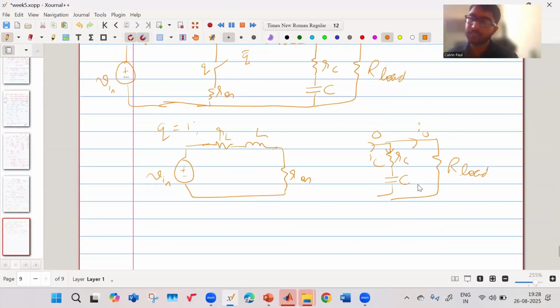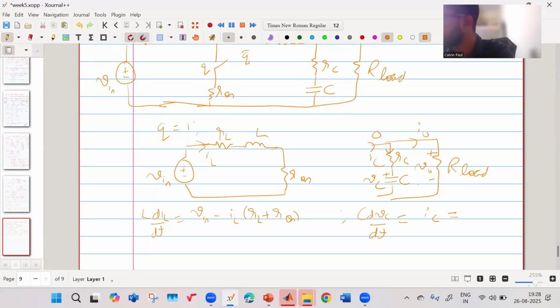So here is the thing when it becomes more realistic, more practical. We have L dIL by dt equal to Vin minus IL into (RL plus R on). And our C dVC by dt, this is VC, and this is my V out. So my C dVC by dt is equal to IC, that is equal to minus I output, right?